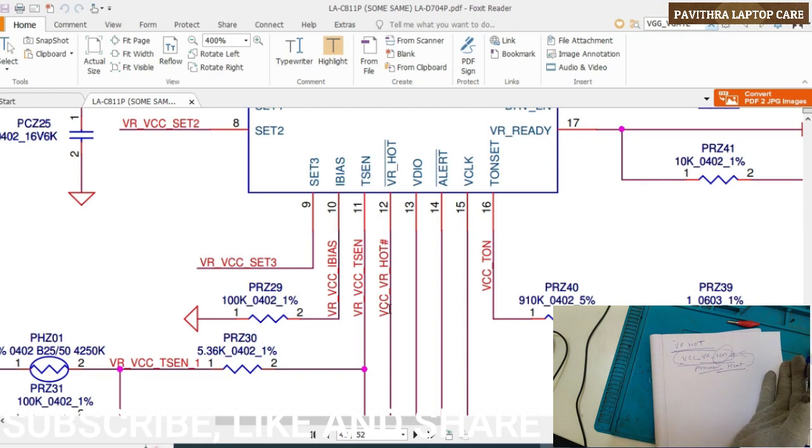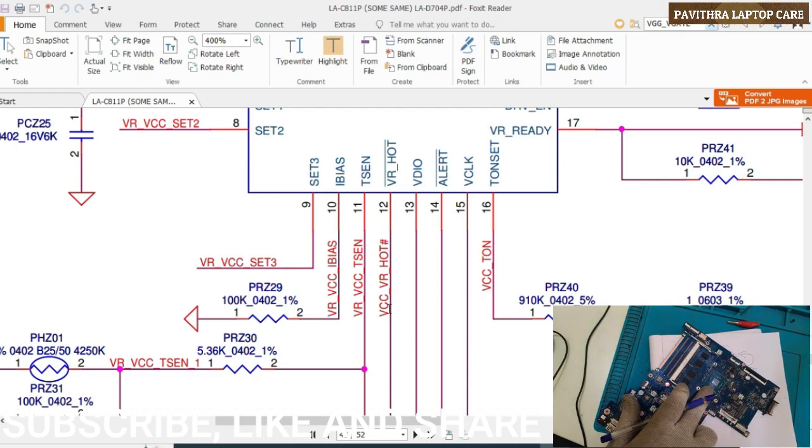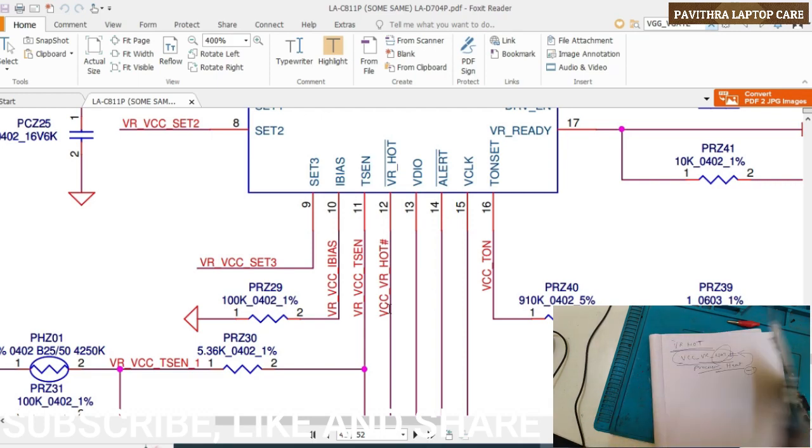For example, up to 80, 90 or 100 degrees, whatever it may be, up to one particular temperature it will work. If it crosses more than that, for example if you forget to put the heat sink here, then the processor generates more heat. In that case, it may get damaged. To avoid damage to this processor, this particular signal goes to the core IC and it will stop working. This is the most important thing.